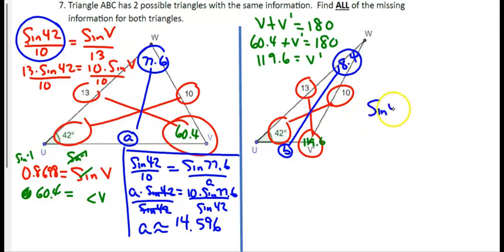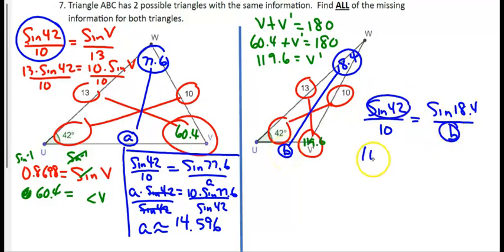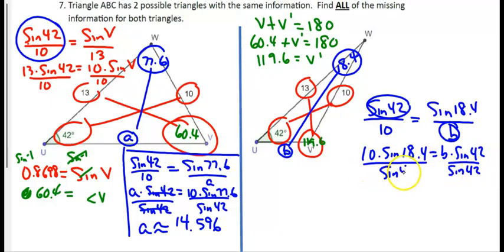And the second problem, again, let's stay with the sine of 42 over 10 equals the sine of 18.4 degrees over B. Cross multiply. Then divide. So B is approximately equal to 10 sine of 18.4 divided by sine 42, so 4.717.